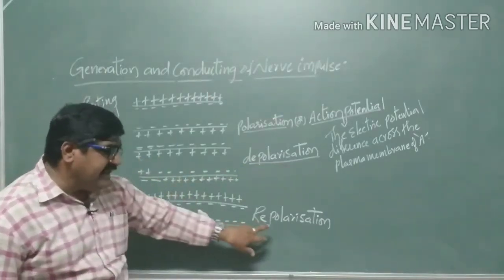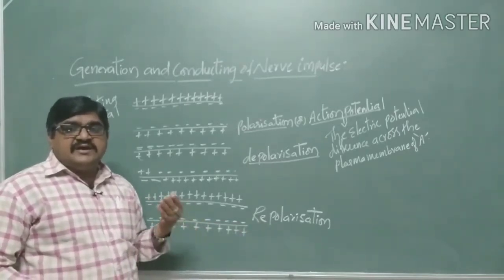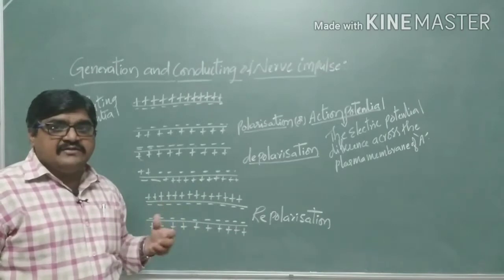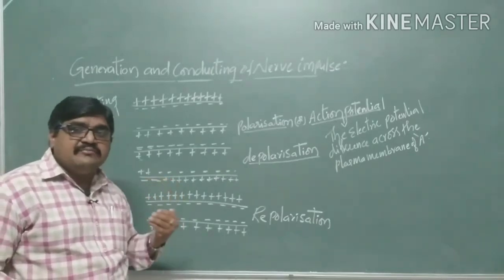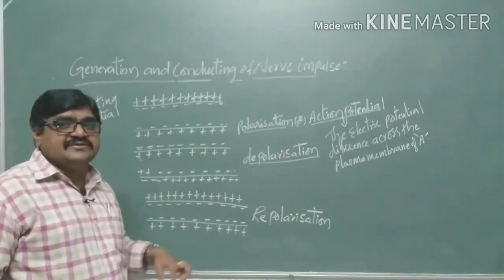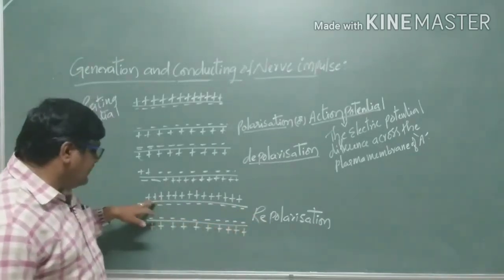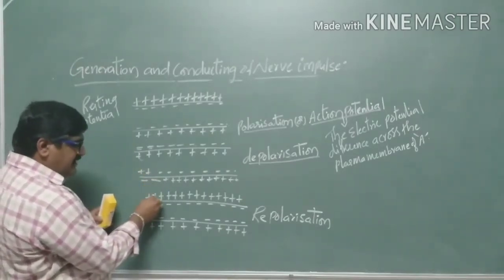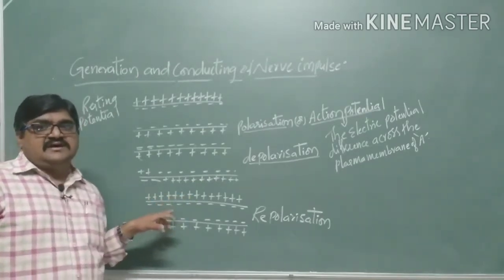Next, repolarization. Repolarization means becoming the resting potential again. When the neurons are excited, they come back to their original positions, and such a condition is called repolarization. Here, the outside becomes positively charged again and the inner side becomes negatively charged.